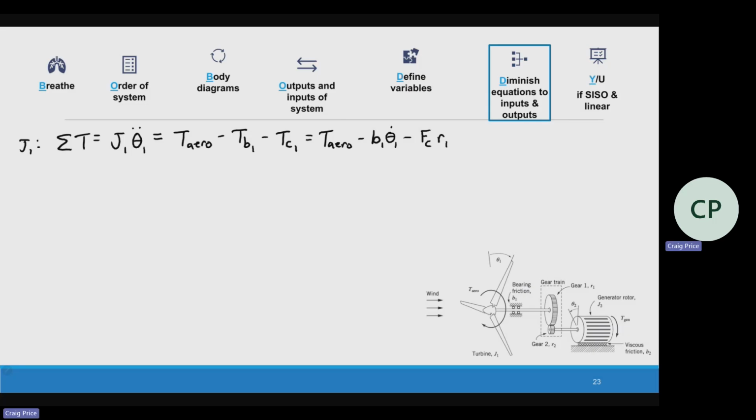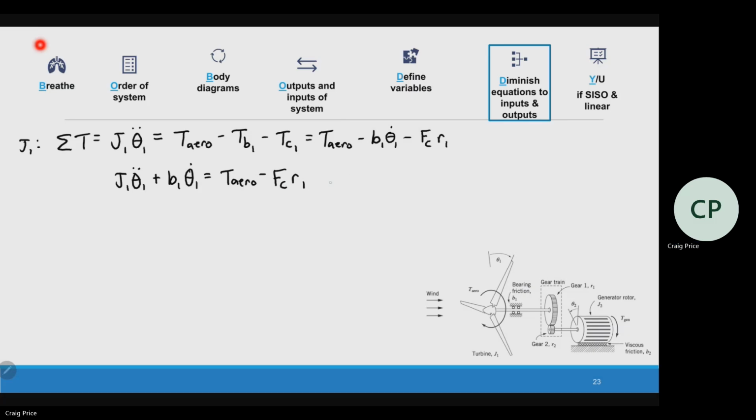And so I've got my thetas on different sides. I want to get all of my thetas together. So we're going to add that friction theta 1 dot over to the left-hand side. That becomes J1 theta 1 double dot plus B1 theta 1 dot equals T arrow minus contact force times R1.